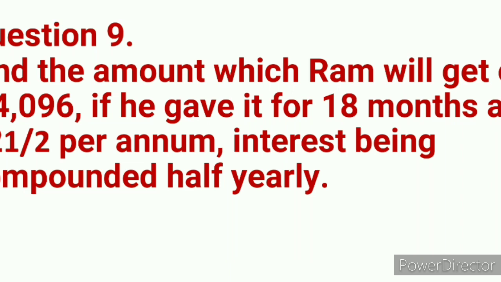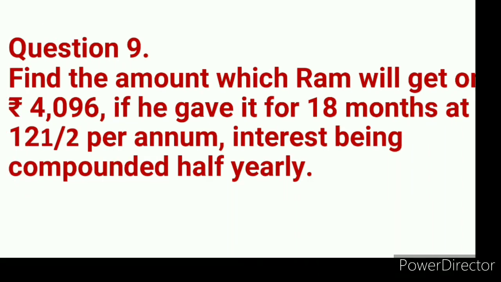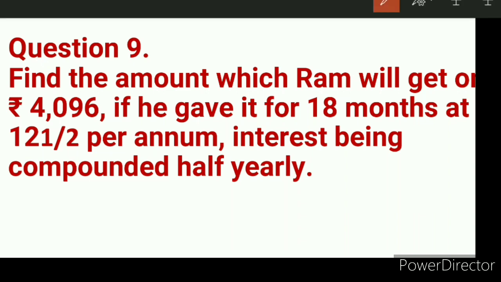Today's question 9. Find the amount which Ram will get on rupees 4096 if he gave it for 18 months at 12.5% per annum interest being compounded half yearly. What is given here? They asked to find the amount with interest compounded half yearly at the rate of 12.5%, time 18 months, principal 4096. They are asking only the amount, not the compound interest. Yes, it is half yearly.